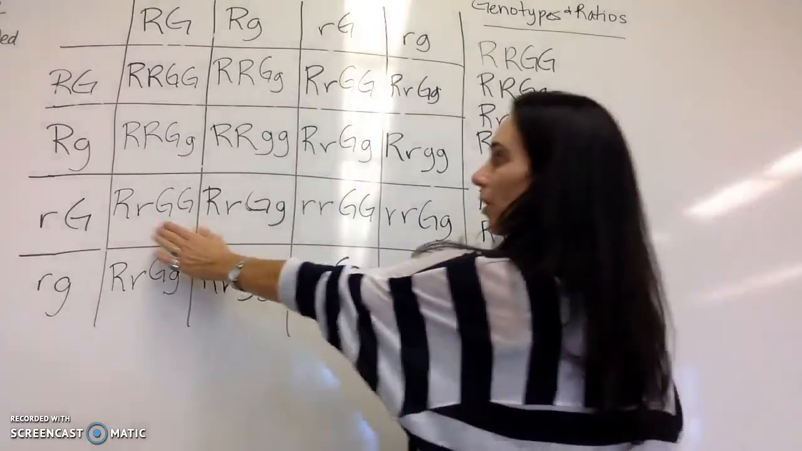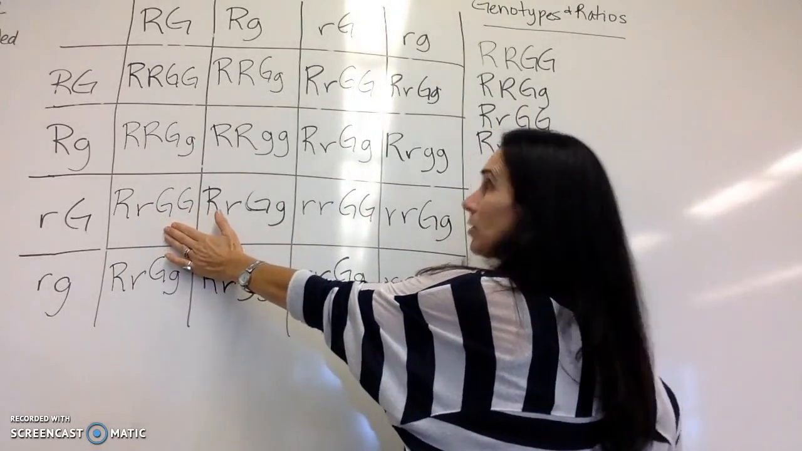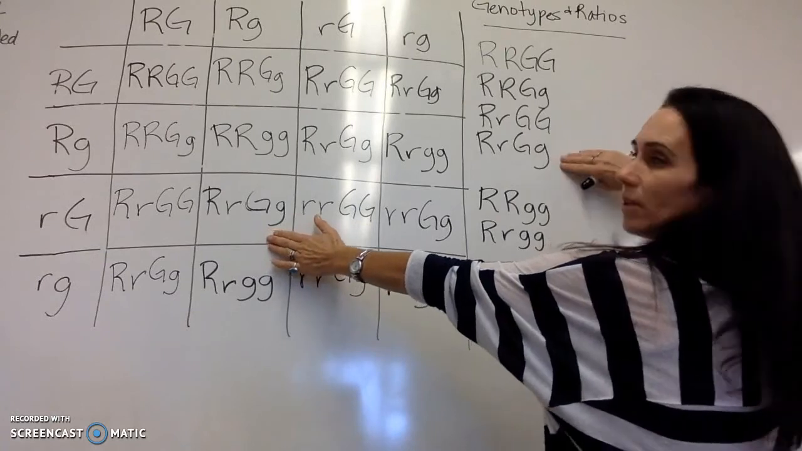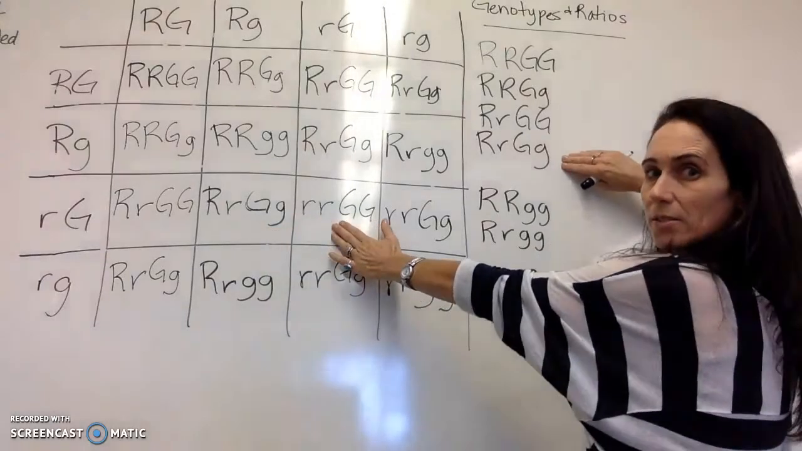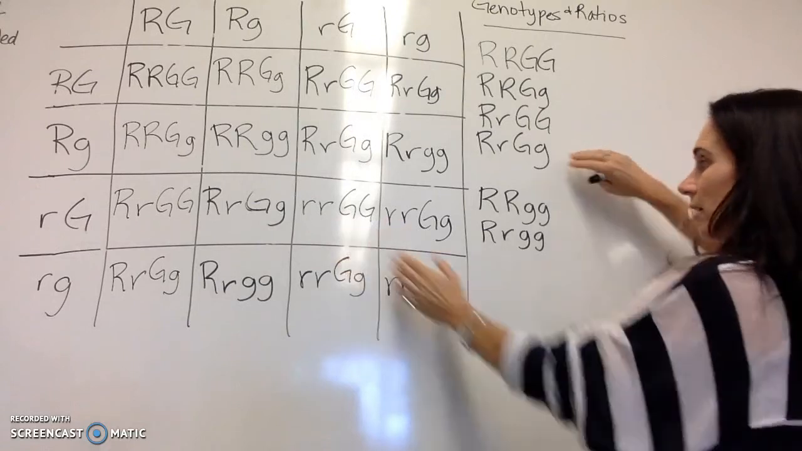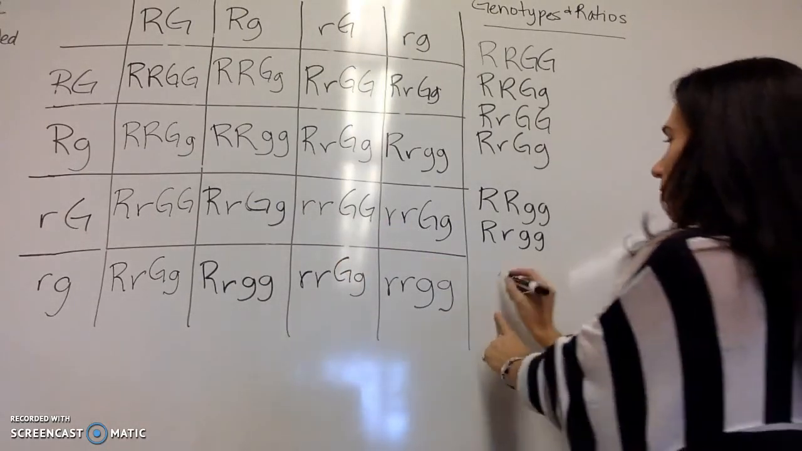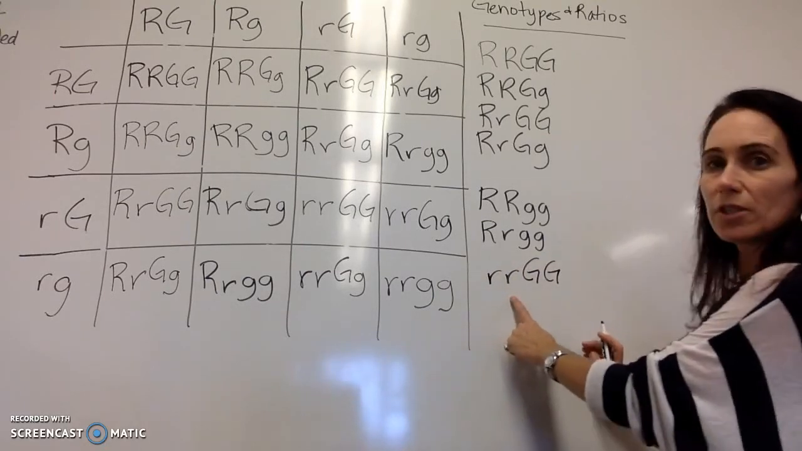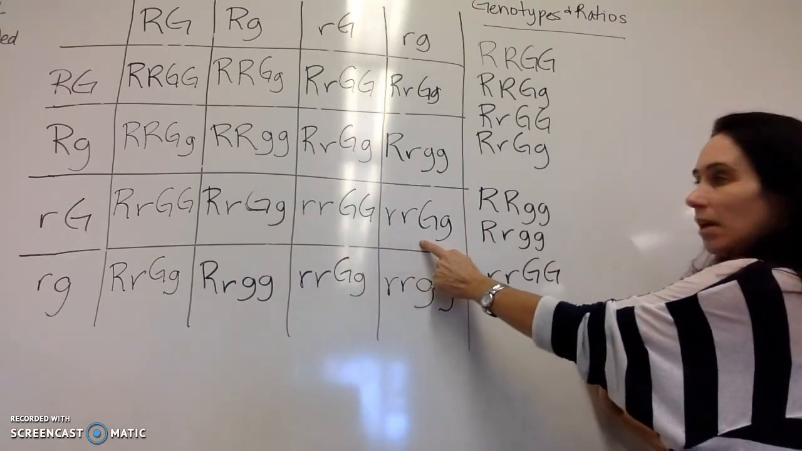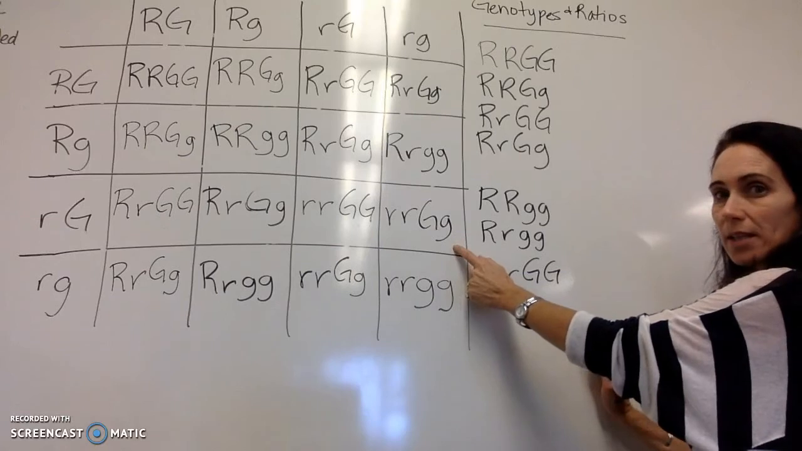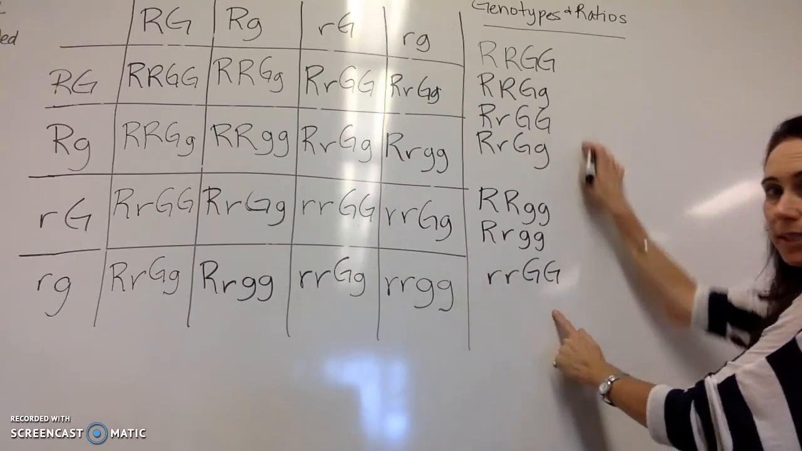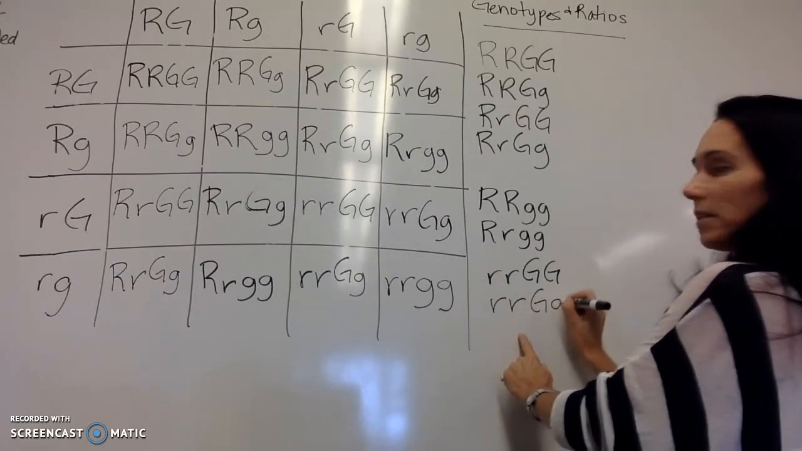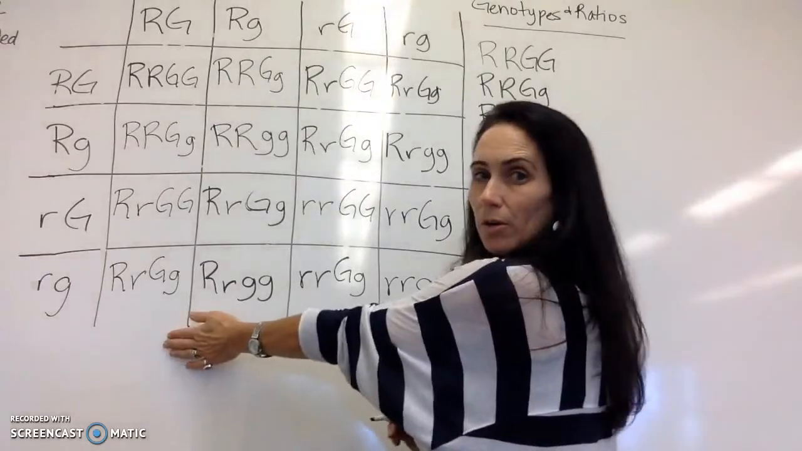Okay, move to the third row. Heterozygous with homozygous, we've got it right here. Heterozygous for both, we've got it. Homozygous recessive with homozygous dominant. We don't have that one listed yet, so we're going to write that down. Homozygous recessive for seed texture, homozygous dominant for seed color. Okay, keep going. Homozygous recessive with heterozygous dominant for seed color. We don't have that one listed yet, so we'll go ahead and write that. Homozygous recessive, heterozygous dominant. Okay, move down to the final row.